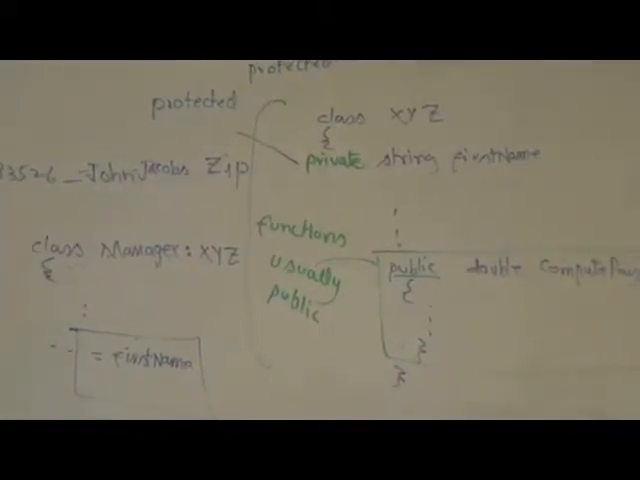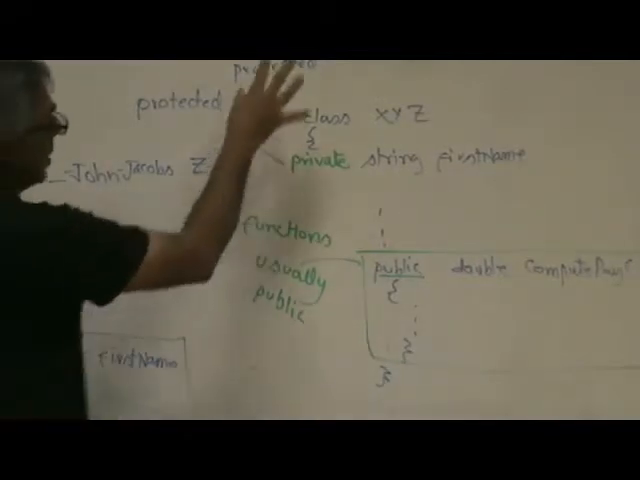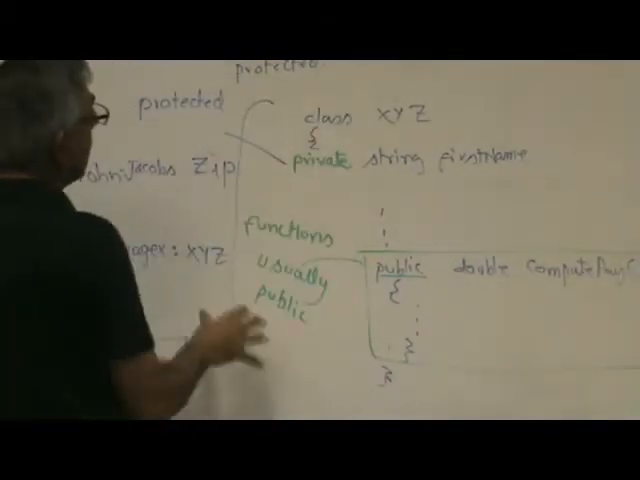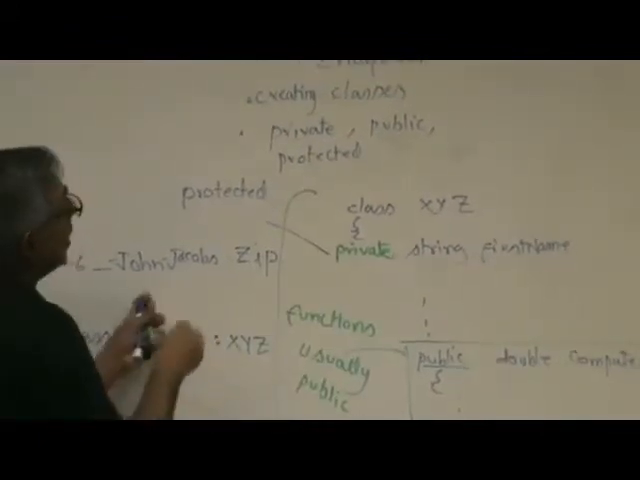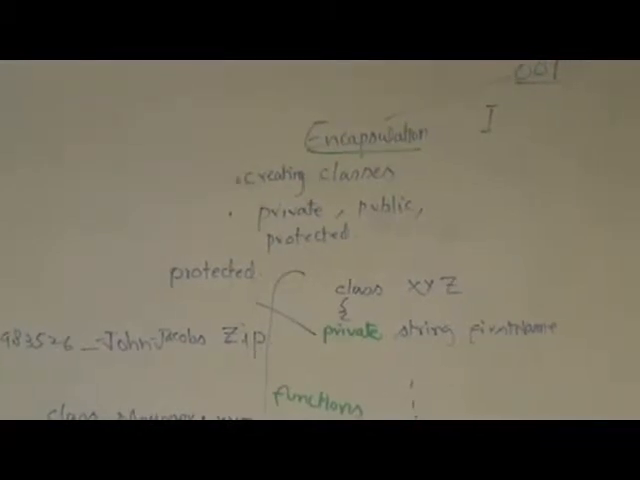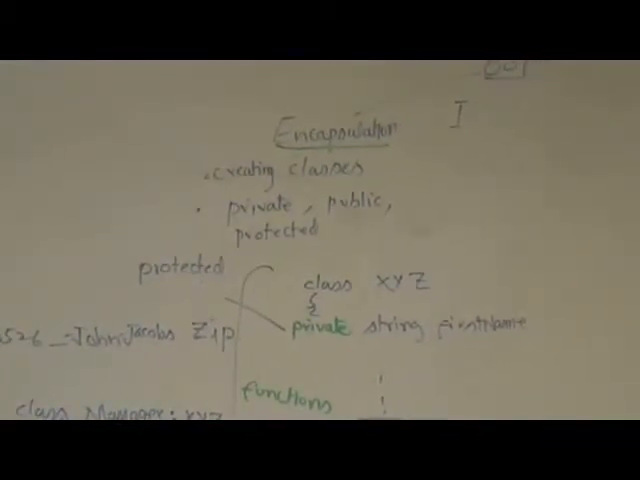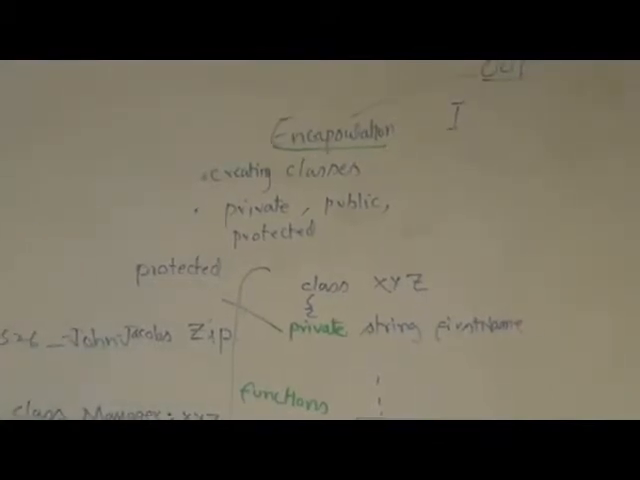So again, these are basic object-oriented concepts. All of these concepts of private, public, protected, part of creating the class itself, are part of the encapsulation idea. Now, as I mentioned briefly, the class itself can be marked private or public, but not protected.